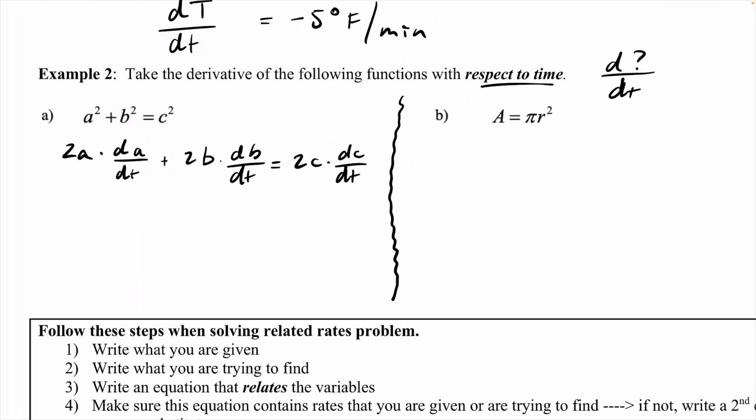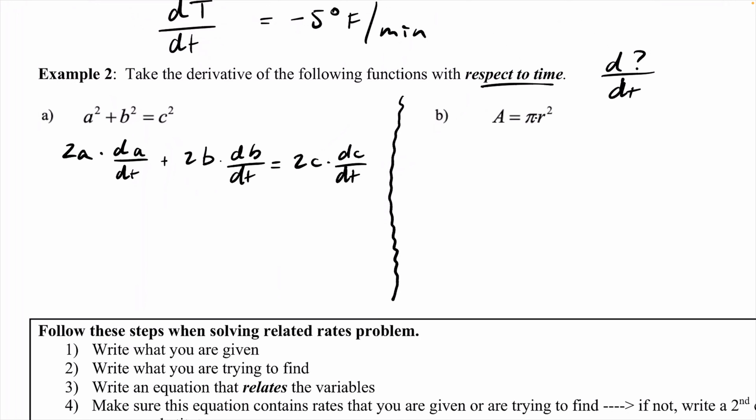Let's do letter B. That's A equals pi r squared. Does anyone know what formula that is? What's the area of a circle? There you go, area of a circle. We're going to be using that one quite a bit on this. And a squared plus b squared equals c squared. Okay?